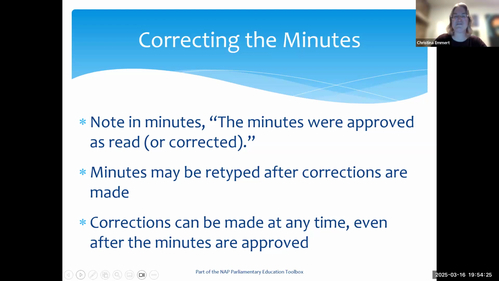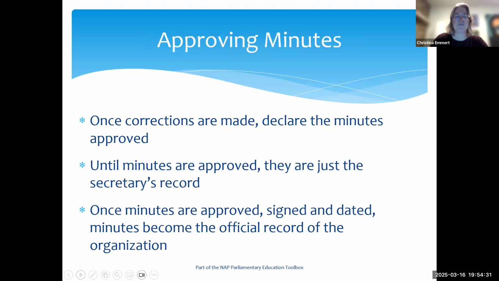So see, you guys were on the ball. You got all of this stuff before we got to this slide. And once the corrections are made, the chair would declare the minutes approved. And until the minutes are approved, like I said, they're just the secretary's record. They're not the official record of the organization. Once they're approved, signed, and dated, they do become the official record and a legal document of the organization.